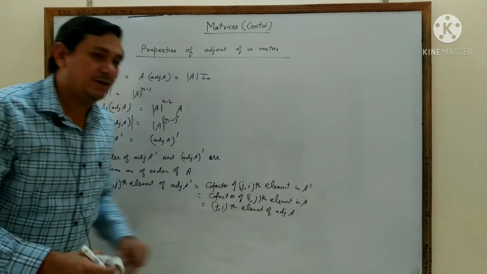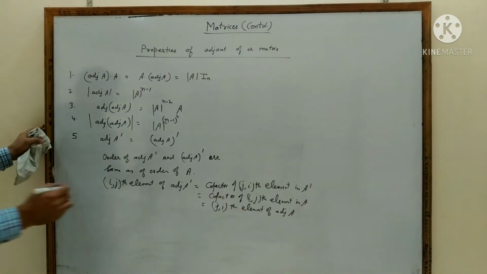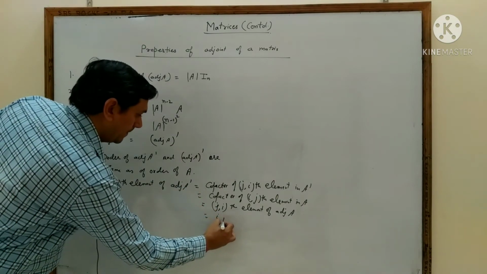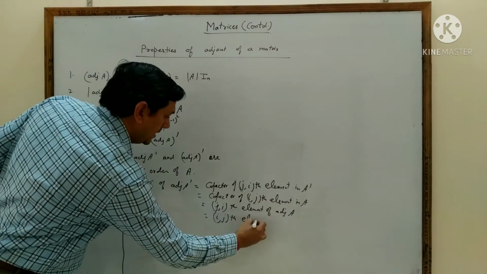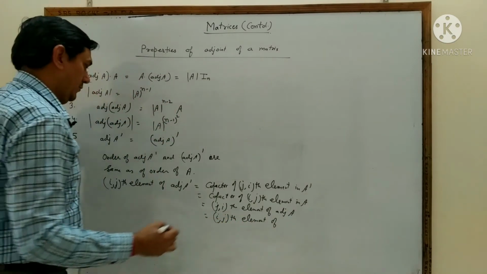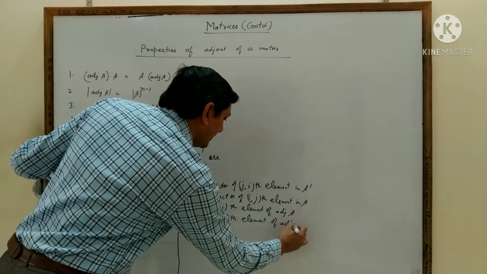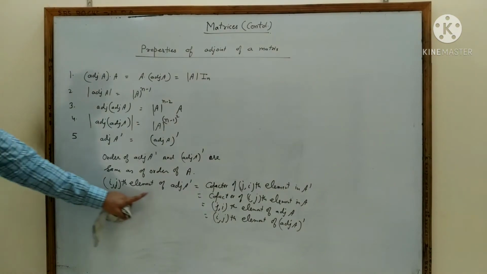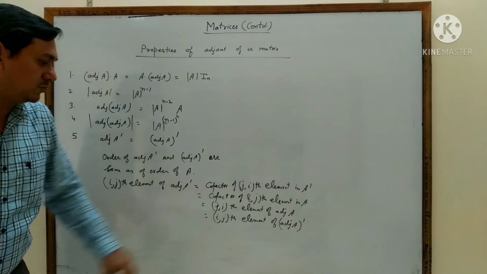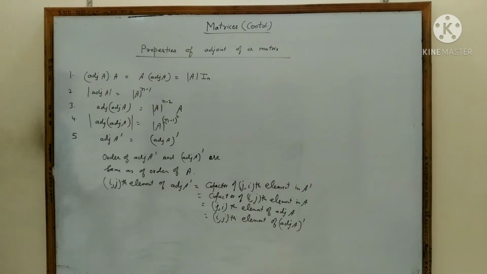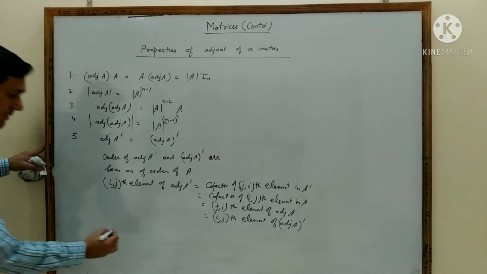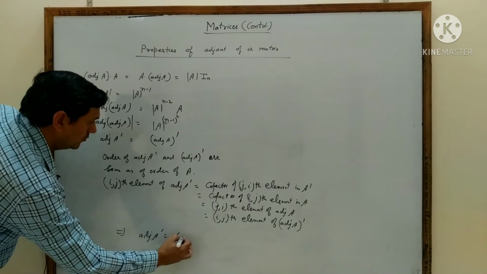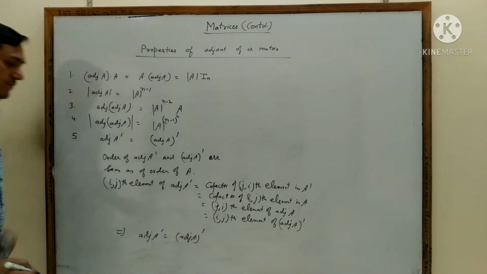The jith element of adjoint of A is equal to the ijth element of adjoint of A dash. Now look, the ijth element of adjoint of A dash is equal to the ijth element of the transpose of adjoint of A. This implies adjoint of A dash is equal to the transpose of the adjoint of A.